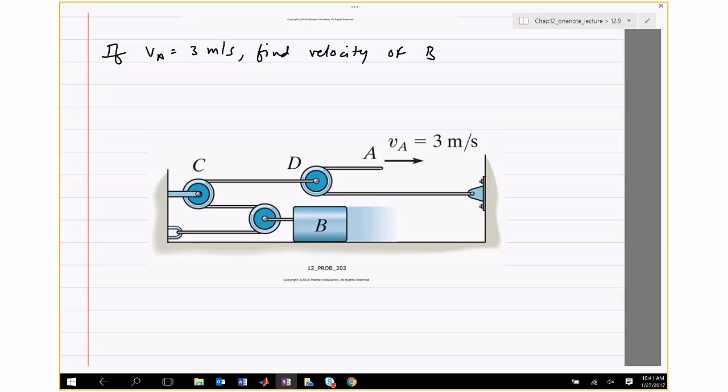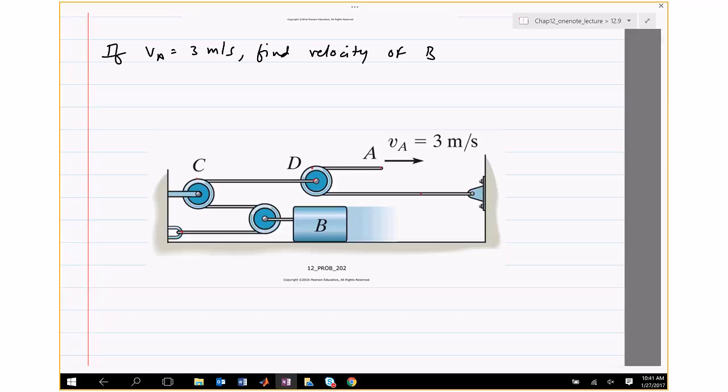Okay, so we'll use the algorithm I gave you earlier. First, we have to identify a datum line. Before that, let's think about how many cables there are in this case. How many cables, or strings, do you see? There are two, right? One is from A to D and over here, and the other one goes from D, C, all the way this way. So what this is telling me is that there will be two equations eventually.